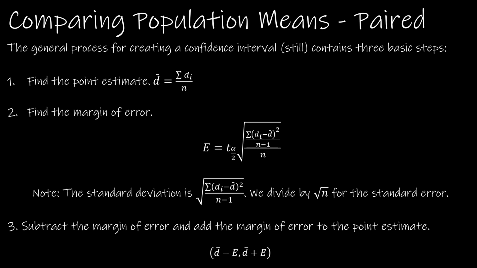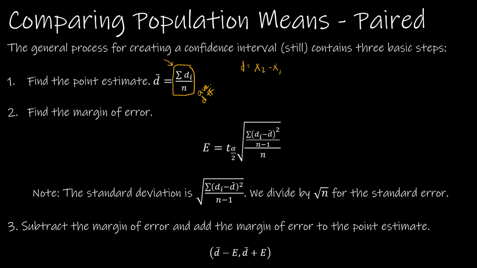In creating a confidence interval for paired data, again, we're going to be finding our point estimate, which is the average difference. So remember, we just talked about finding the differences by taking the second observation minus the first, so x2 minus x1 for each person or each subject. And then this is just saying take all of those differences and then divide it by the total number of differences. So essentially this is the average of the differences.